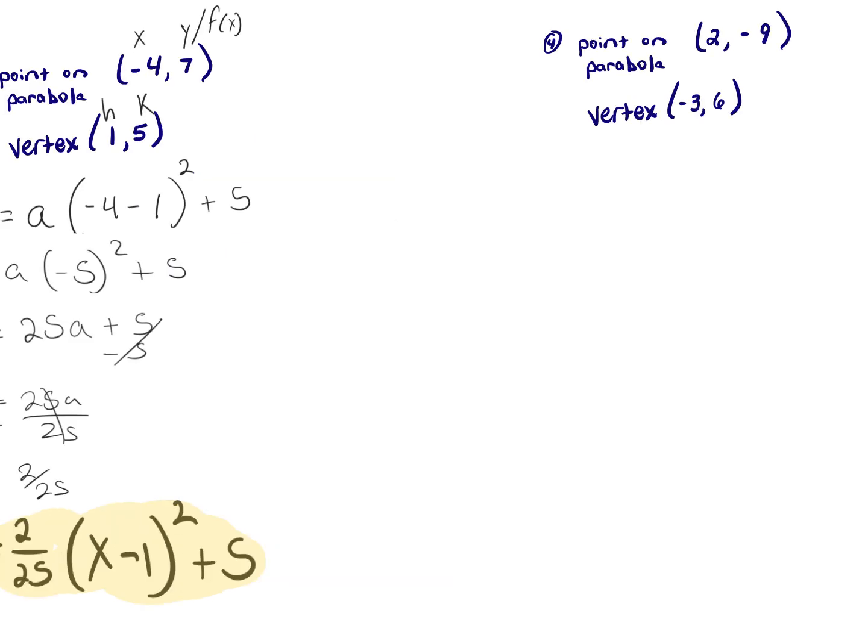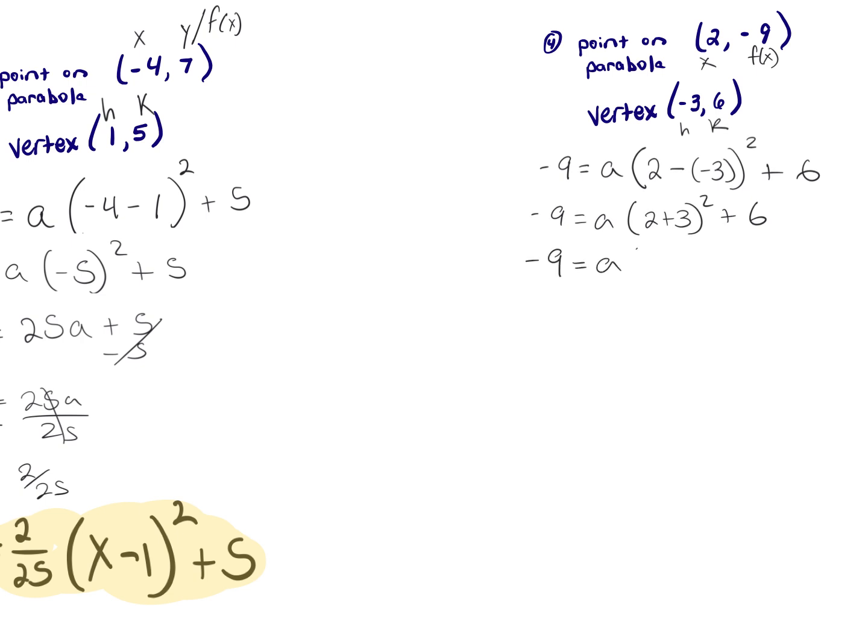So doing the same thing for question number 4, we have our x and our y, or our f of x, which is 2 and -9. And we have our h and we have our k for the vertex. So we're going to go ahead and plug it in. -9 is equal to a, which is what we're trying to find, and then parentheses, you have your 2 minus the -3, squared, plus 6. So let's fix that. It's going to be -9 is equal to a times (2 plus 3) squared plus 6. That's -9 equals a times 5 squared plus 6.